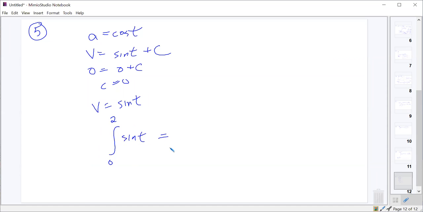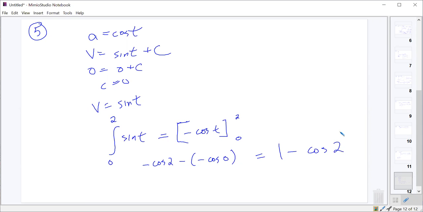So when we integrate sine of t, we should get negative cosine of t. And we'll evaluate that from 0 to 2, which is going to give us negative cosine 2 minus negative cosine 0. Negative, negative, those will cancel out. So this is plus the cosine of 0. So that's a positive 1 minus the cosine of 2. Any questions there on number 5?